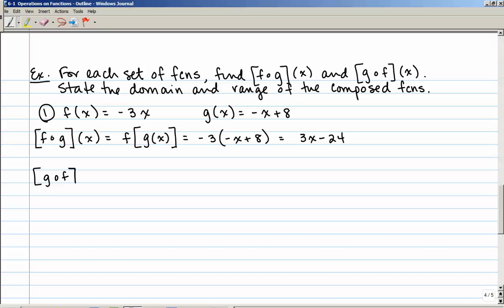g of f of x means I'm going to take g and plug f of x into it for x. So in this case, I'm going to start with g of x, which is negative x plus 8, and I'm going to plug in negative 3x for x. So I'll have negative, and I need x, but negative 3x is going in for x, and then plus 8. So this is g of x, negative x plus 8. Now just simplify that.